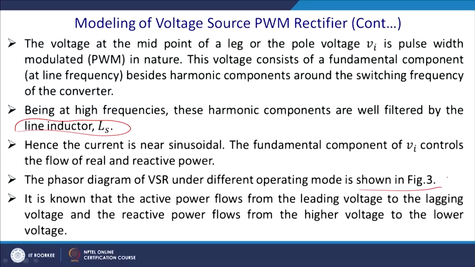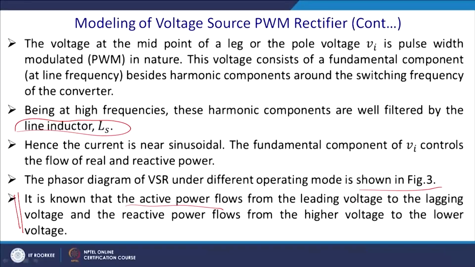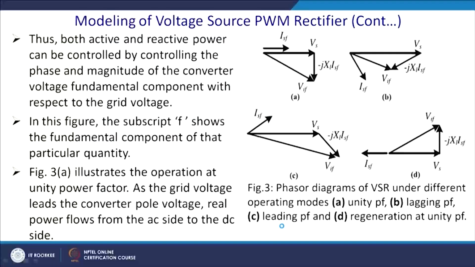The phasor diagram of VSR, I will come to it a little later, under different operating conditions is shown in the next figure, that is figure 3, and it is known that the active power flows from the leading voltage to the lagging voltage and the reactive power flows from higher voltage to the lower voltage. So, please understand that this is one of the important chunks of its operation, that the active power flows from leading voltage to the lagging voltage. So, you can control the flow of the active power by controlling the phase, and the reactive power flows from the higher voltage to the lower voltage. So, this principle will be applied to actively control the P and Q.